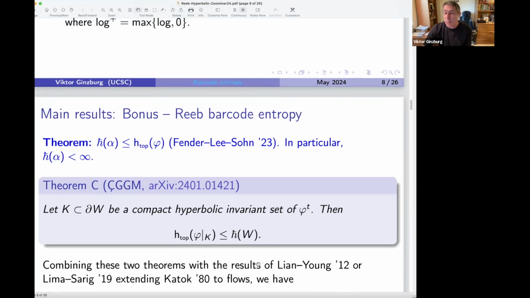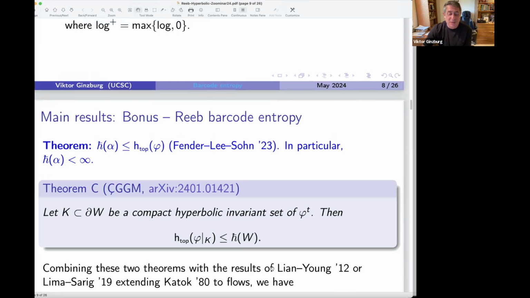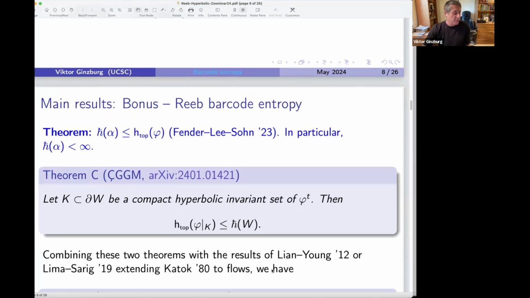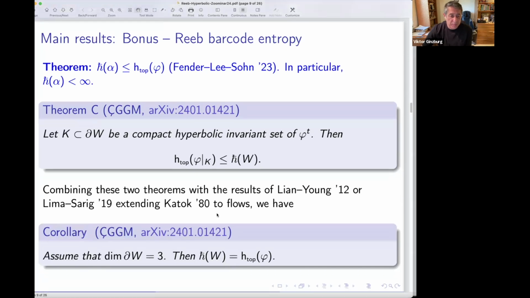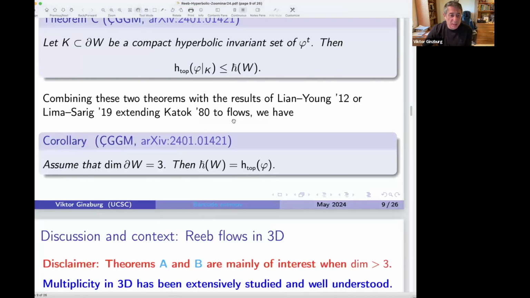So you probably have heard us speaking about similar results for Hamiltonian diffeomorphisms or geodesic flows. So this is the Reeb version of that result. And a consequence of it is that in dimension 3, the barcode entropy is equal to the topological entropy, because in dimension 3, all entropy comes from hyperbolic sets. So this is like a little bonus.